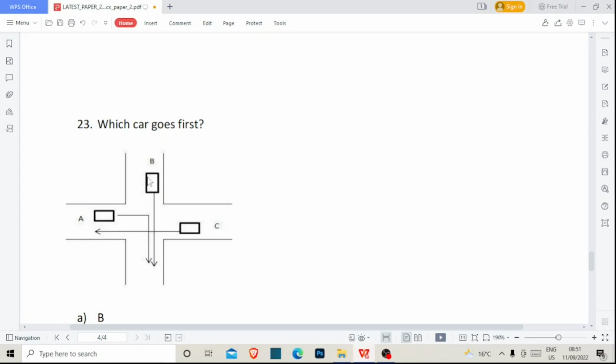Car C will give the right of way to traffic coming from its right, which is car B. Then car B will give the right of way to car A. Now car A has nothing on its right, so it is the one to enter the intersection first. But then comes another rule which says you cannot turn right in front of oncoming traffic, right? Which means that car A cannot turn right in front of oncoming traffic, car C.